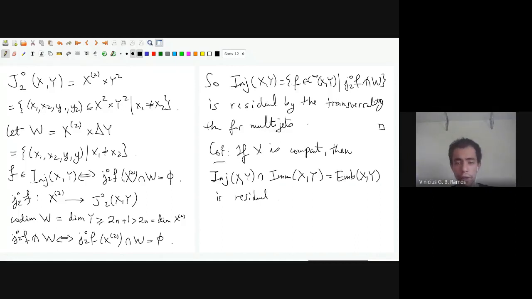Okay. Therefore, we have the theorem that the intersection of the injective maps with the immersions is residual. A corollary of that is that if you take a compact set, then the set of embeddings is also residual. If X is compact, then an injective immersion is an embedding. But if X is not compact, then you would need to assume a little more for the set of embeddings to even find that there exists something in the set of embeddings.